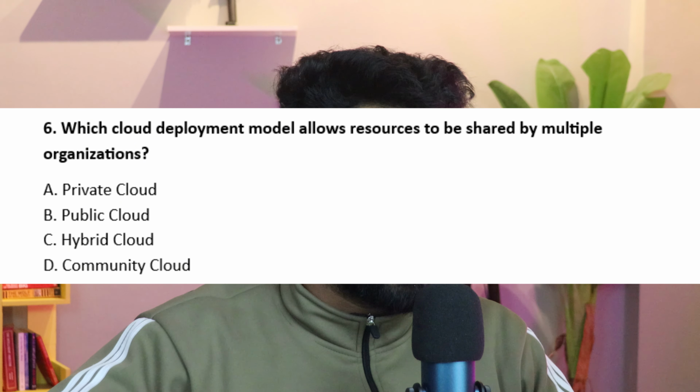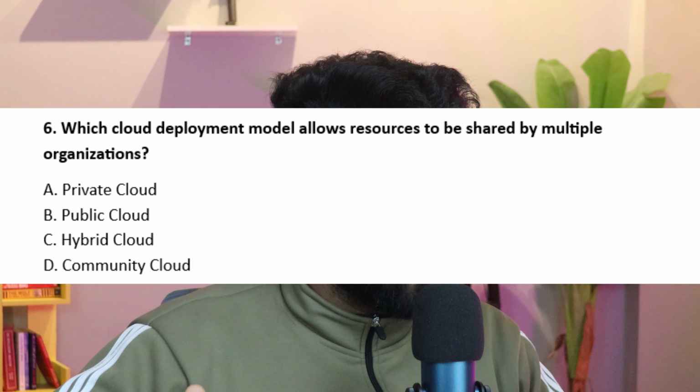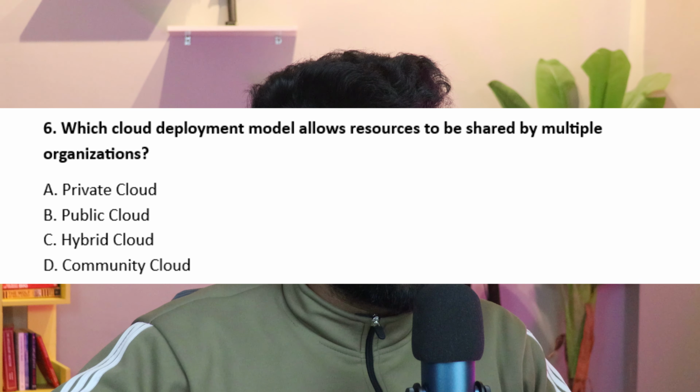Which cloud deployment model allows resources to be shared by multiple organizations? Option number A, private cloud. Option number B, public cloud. Option number C, hybrid cloud, then community cloud. Okay. So private cloud is not the right answer since we're talking about private companies, they are having their own PCs. Second, public cloud. Okay, public is like what we are using, Azure Cloud or AWS or GCP.